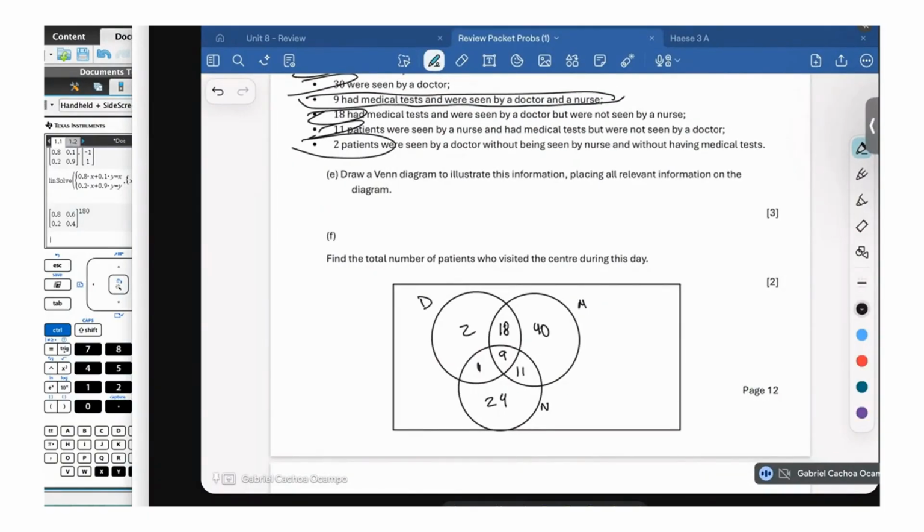And to find the total number of patients visiting the center, you just need to add up all the numbers. So you need to do 2 plus 18 plus 9 plus 1 plus 40 plus 11 plus 24. Add all the numbers, and that is 105.